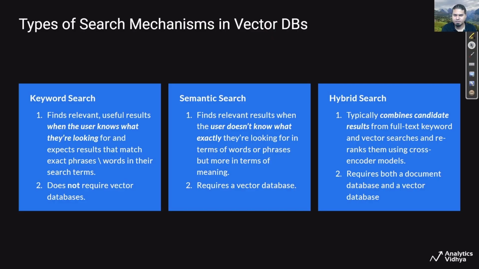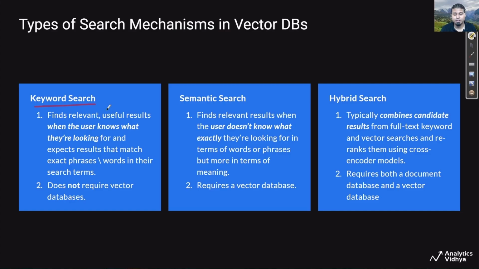Types of search mechanisms in vector databases. There are a variety of search mechanisms. One could be just a simple keyword search where you don't really need a vector database. This is basically like classical NLP, where you convert your text into bag of words or TF-IDF vectors, and you want to find out which documents are related to the question based on the occurrence of the same words.